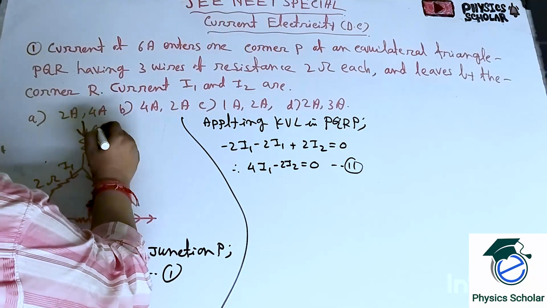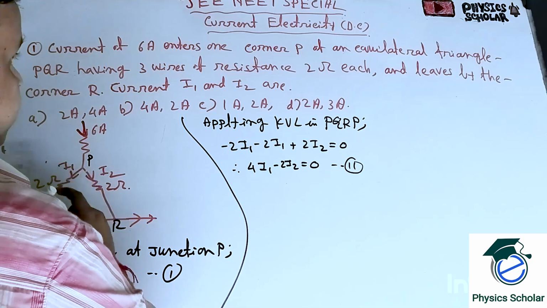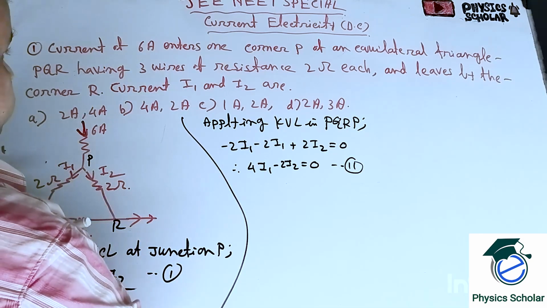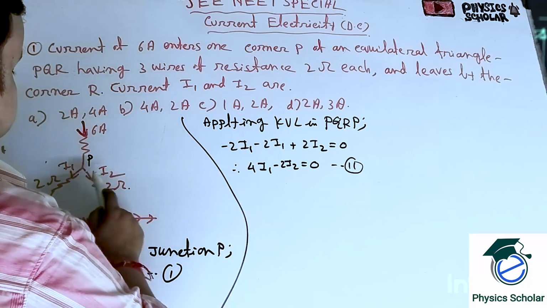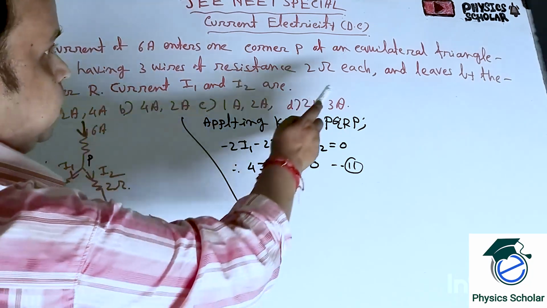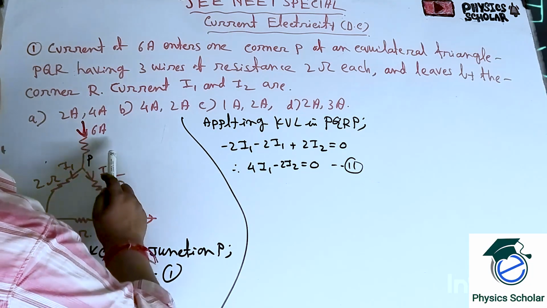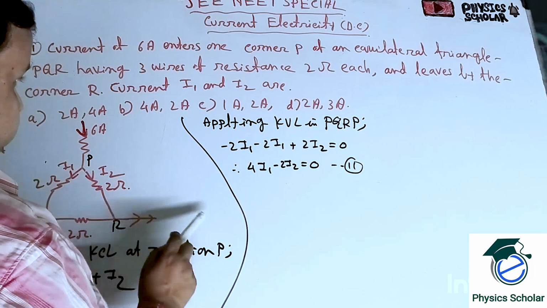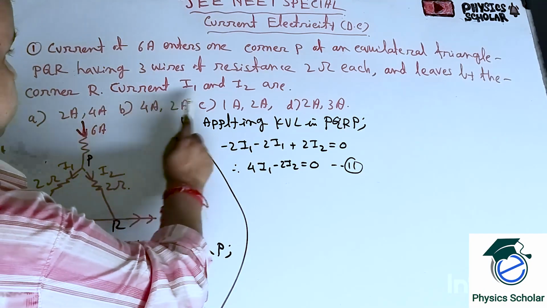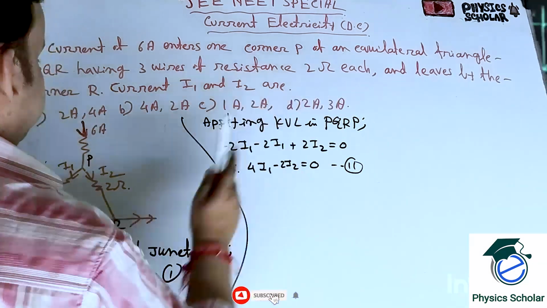Here a current of 6 ampere enters a circuit which is an equilateral triangle PQR, meaning three sides are equal in length. Each of the three wires has a resistance of 2 ohms, and at one corner R the current goes out. The values of I1 and I2 are to be found, and four options are given: 2 ampere, 4 ampere, 4 2, 1 2, 2 3.